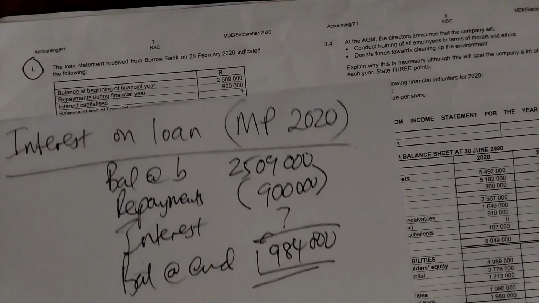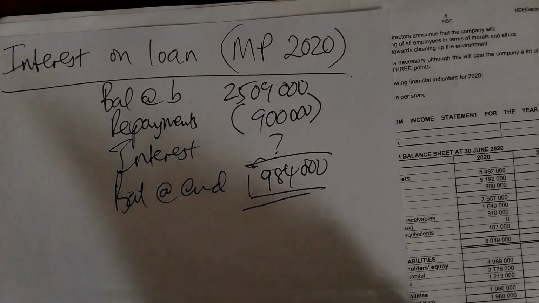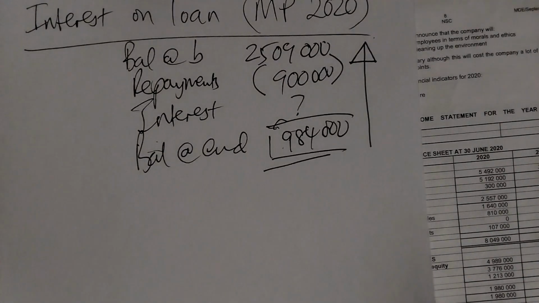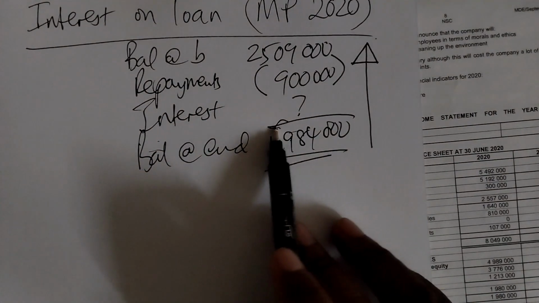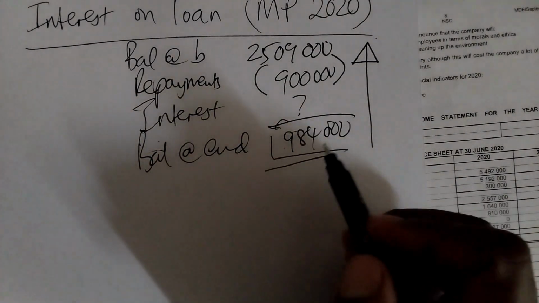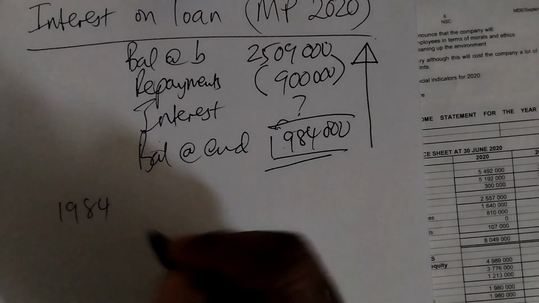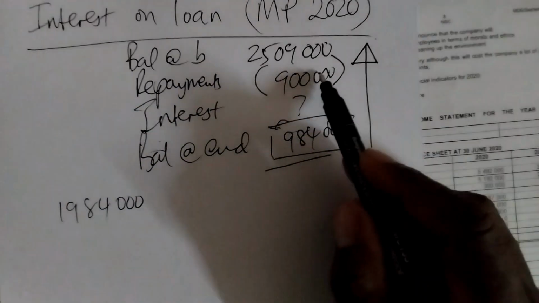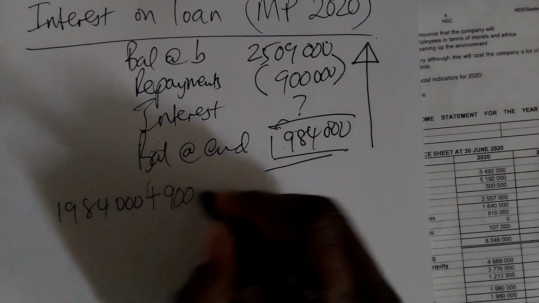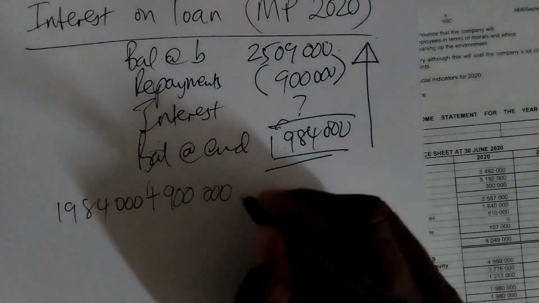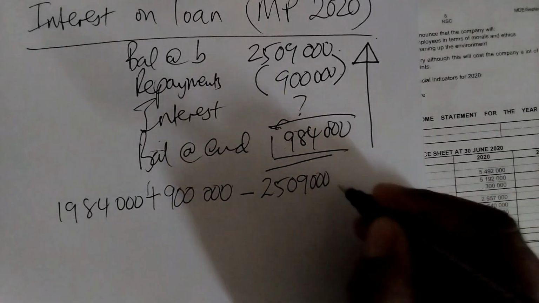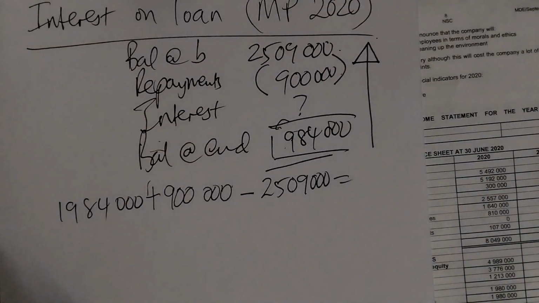The easiest thing to do, there are two ways of doing it. You can work from the bottom up. Because this is an equal sign here, it means these figures must change their signs. So I can get my interest by saying 1984,000. Then this, because it's a negative, when I'm going up, I'm going to add 900,000. And then this, because it's positive, I'm going to subtract 2,509,000.